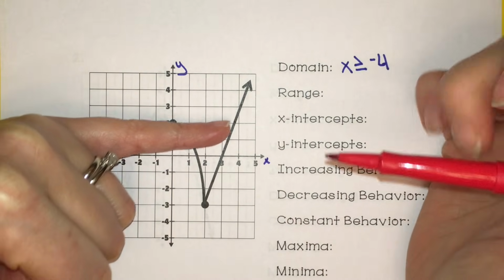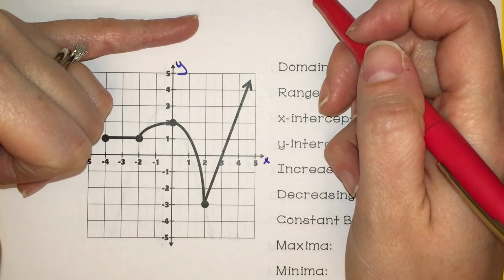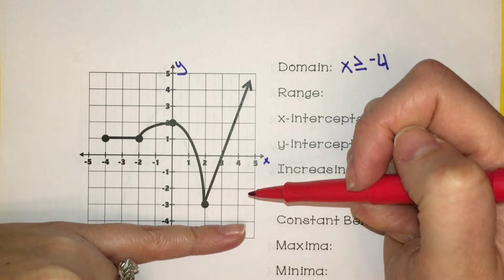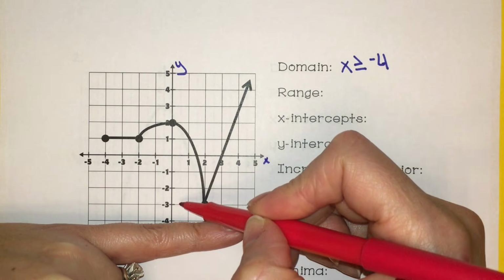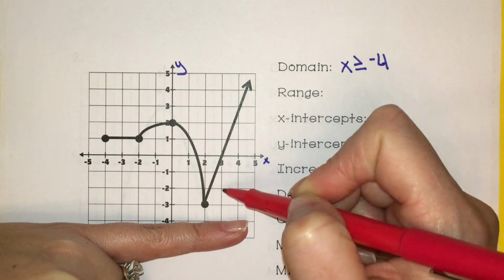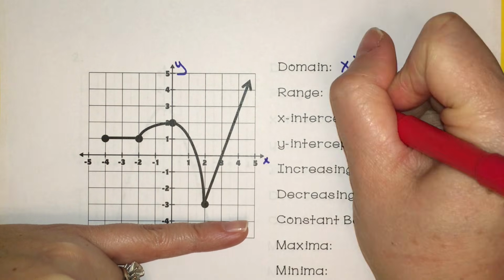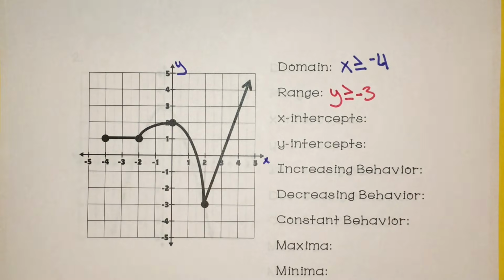I have to look at the entire thing. My graph's going to continue going up forever and ever. So that means I just have to worry about what the lowest value is. That's where y is -3. My graph's always going to be greater than or equal to -3. So y is greater than or equal to -3.